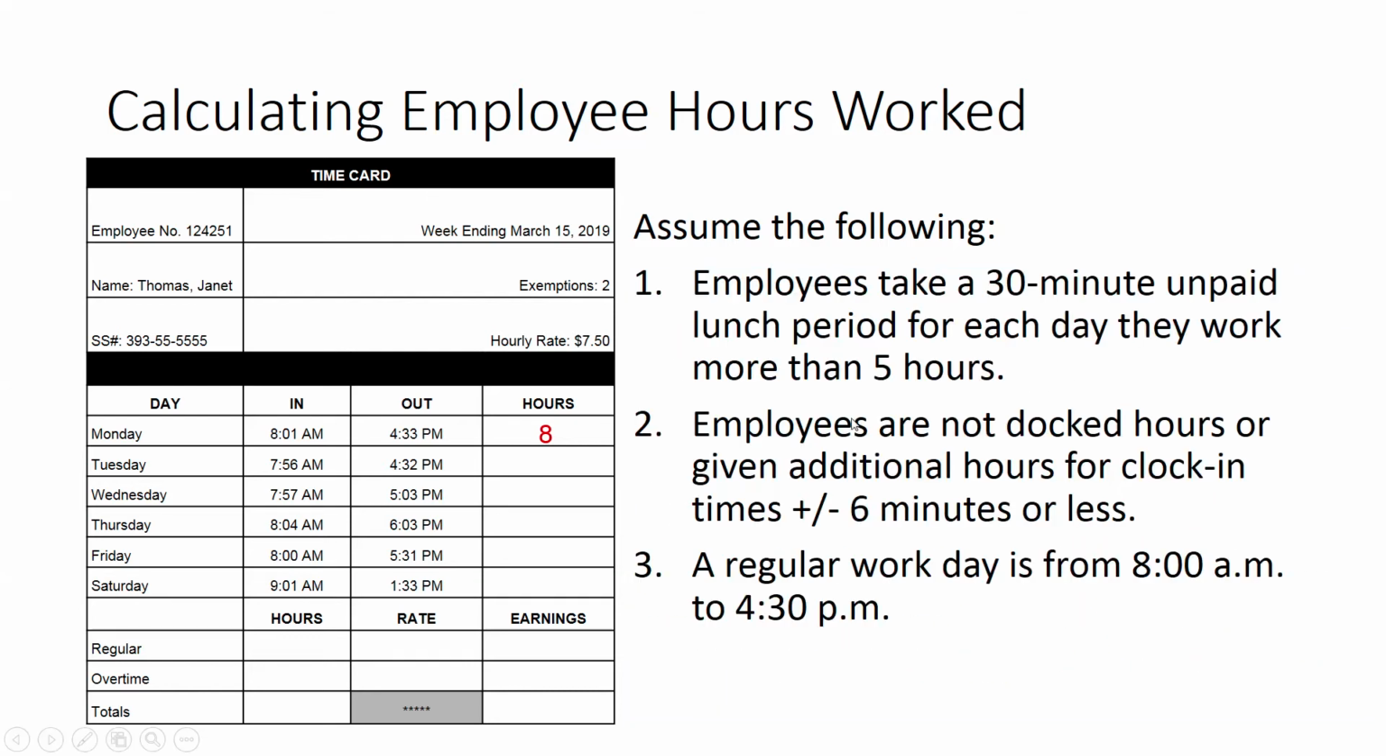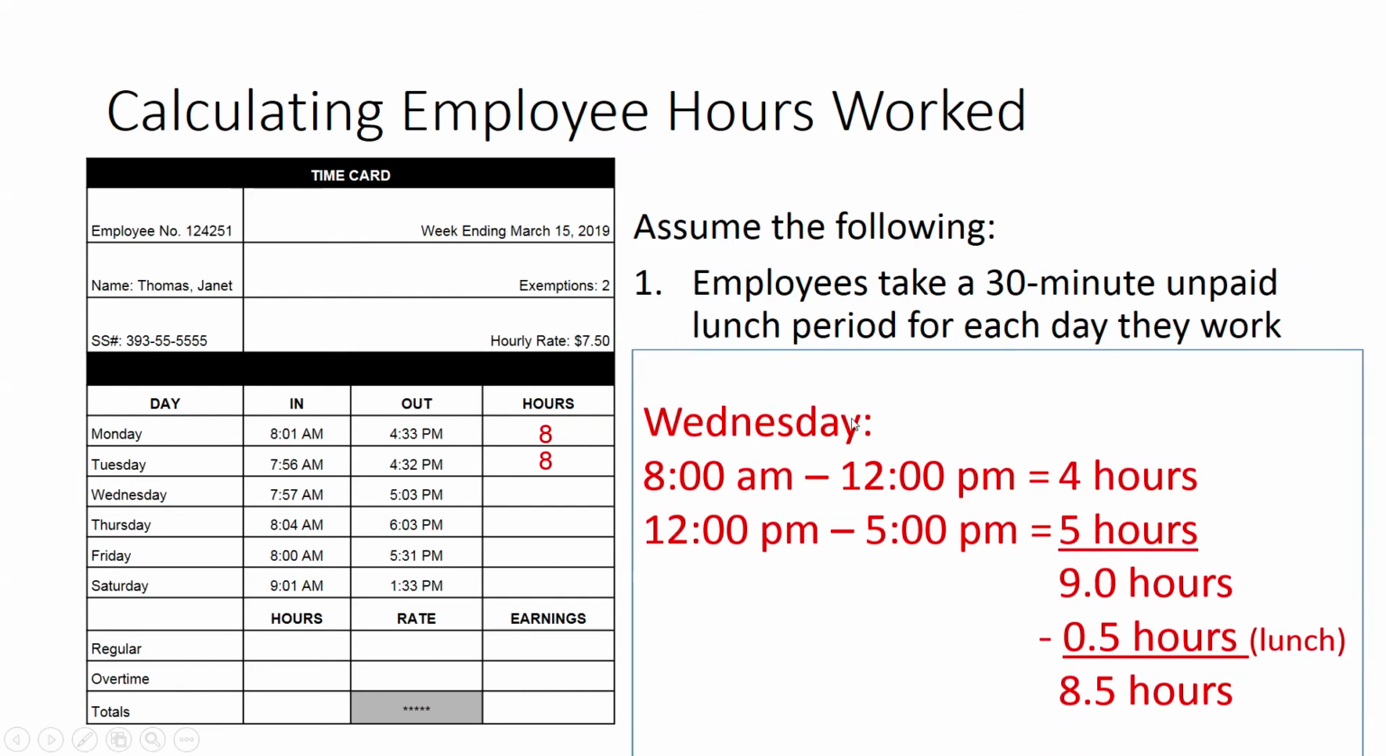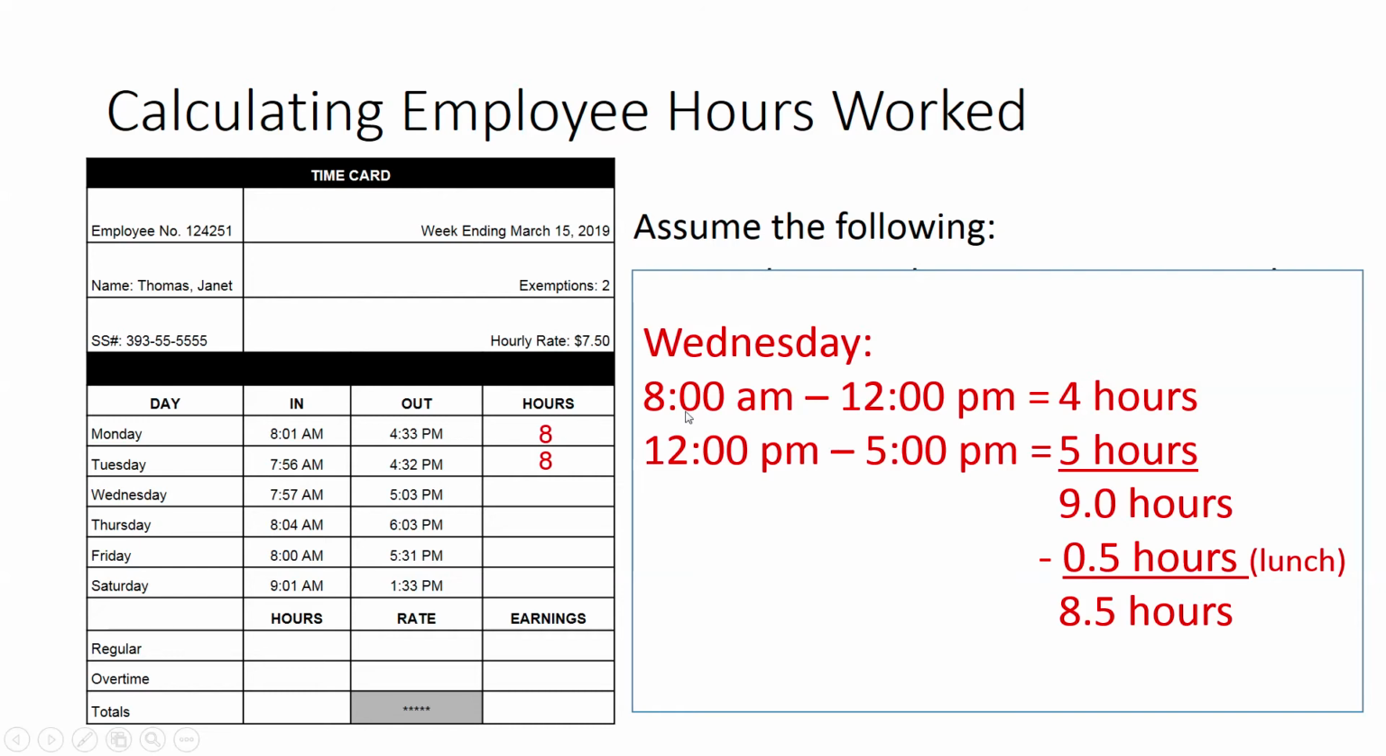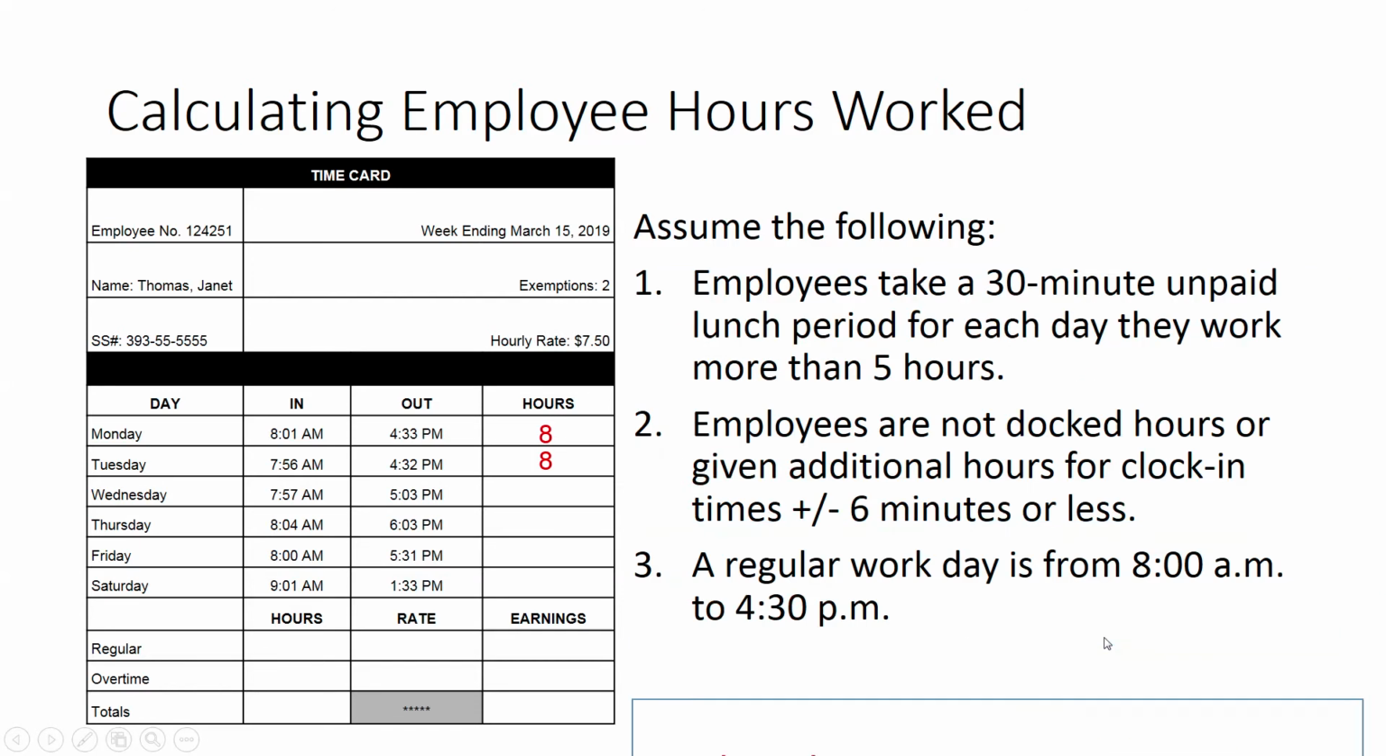So Wednesday, they came in at 8. So 8 to noon is 4 hours of work. And then if we look at noon to 5, being 5 hours work, that's a total of 9 hours that they worked that day. However, again, we have to consider the 30-minute lunch break that's unpaid because they worked over 5 hours. And so that is going to be then 8.5 hours that they worked on Wednesday.